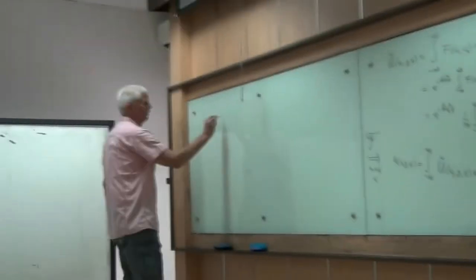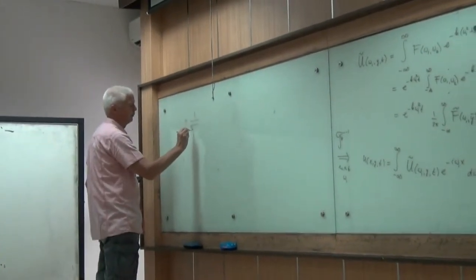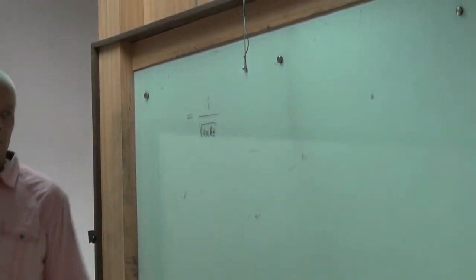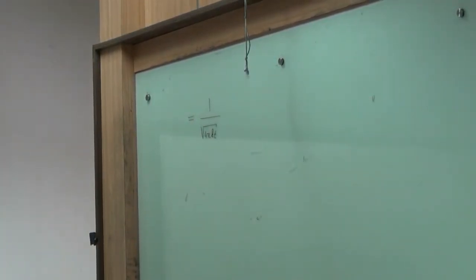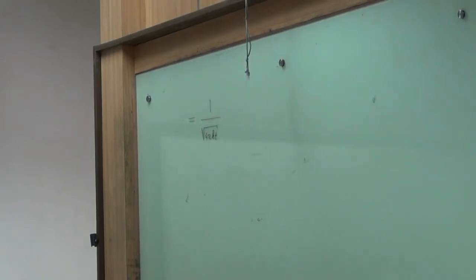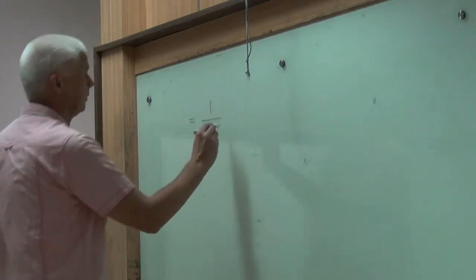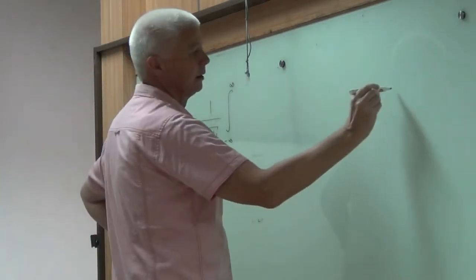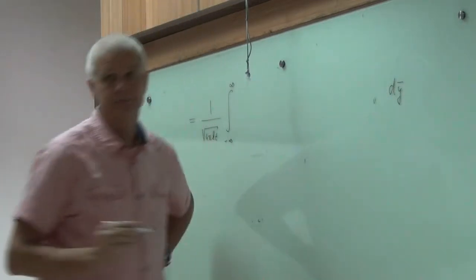Is equal to, well, let's take out 1 over the square root of 4 pi kt. And then let's have a look. I would like to integrate with respect to omega 1. So what I'm going to do is interchange the integration. So I put at the end here an integral from minus infinity to plus infinity dy bar.